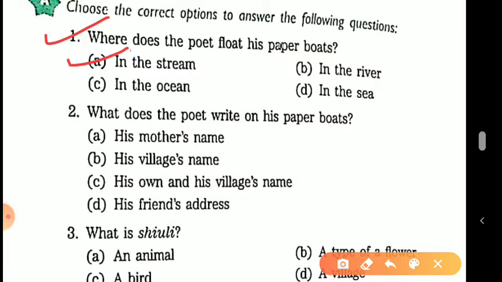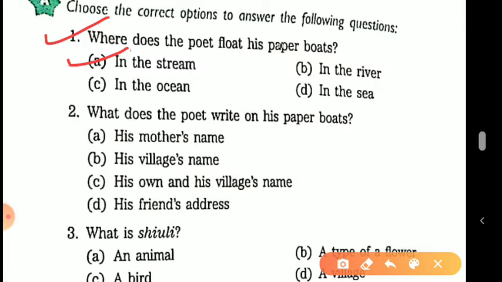Question 1. Where does the poet float his paper boats? Answer 1. The poet floats his paper boats in the stream. And in the poem it is also written, it is the stream which is running, means flowing.